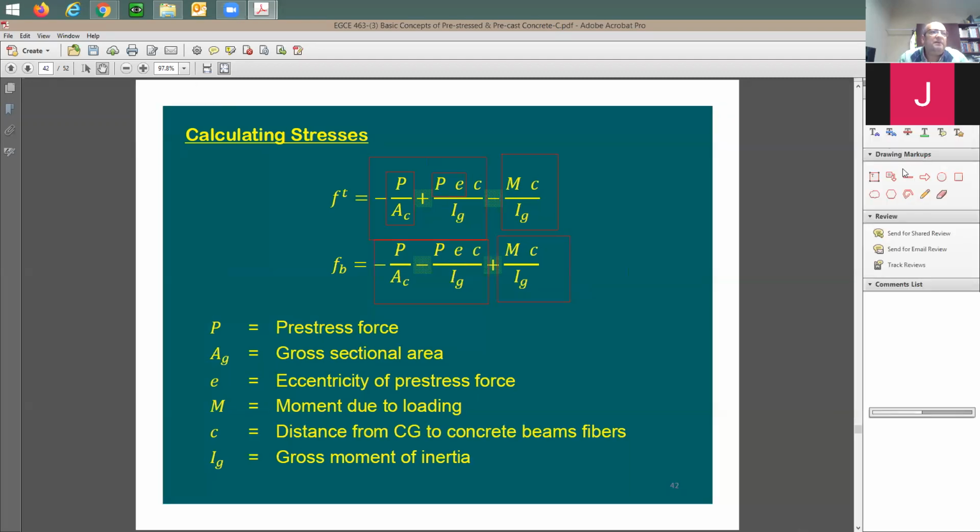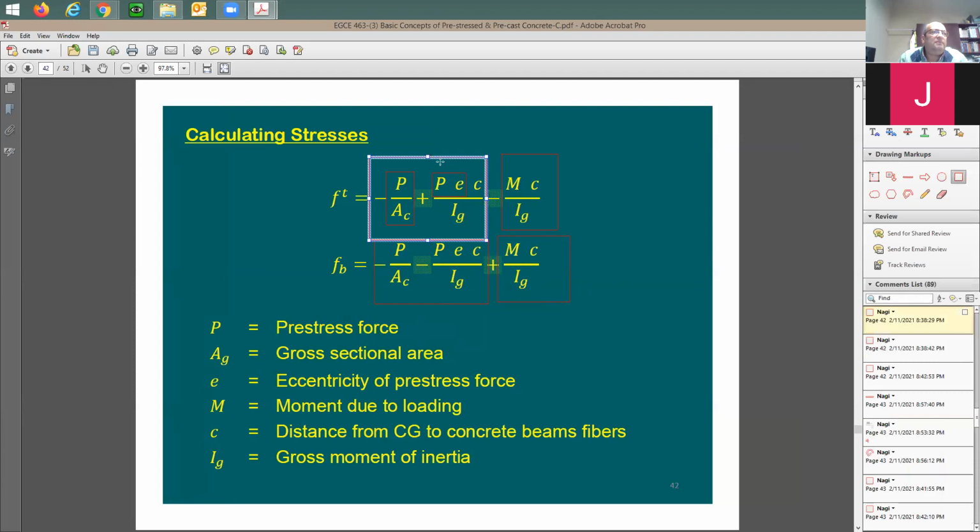So I'm going to put it here. I'm going to say this term is going to be for what? For the pre-stressing, the pre-stress forces. And this component is going to be for the applied load. Again, I don't care. Dead load, live load, superimposed dead load, it doesn't matter. And this big term here is going to be for the pre-stress force.